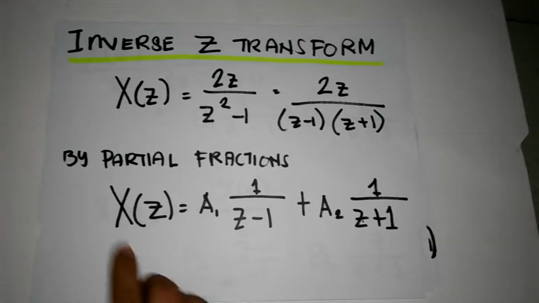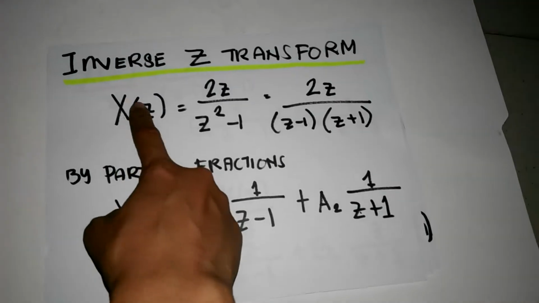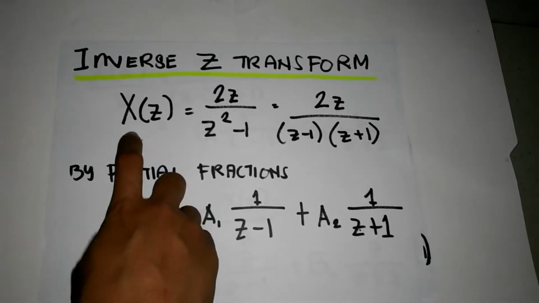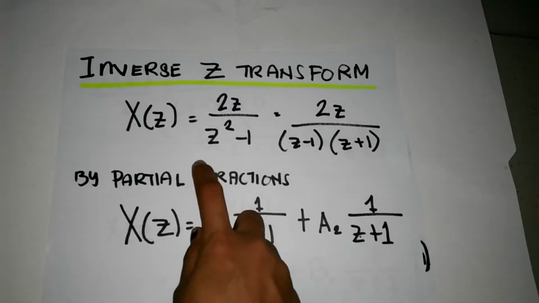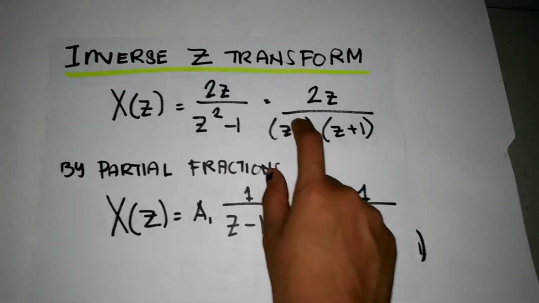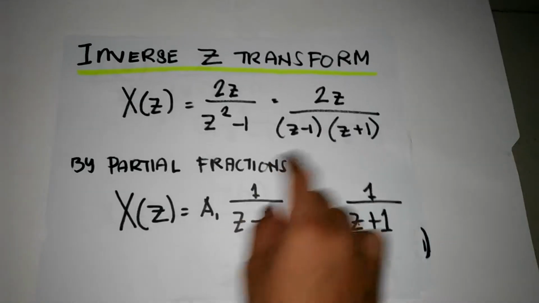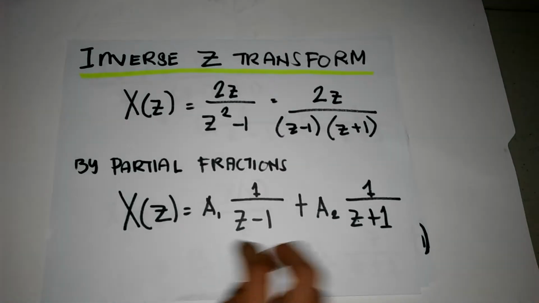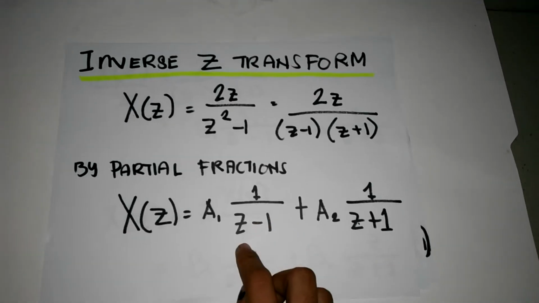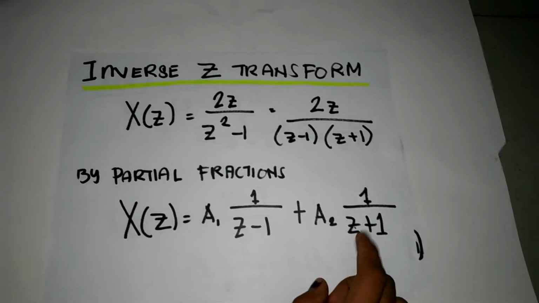So here we have capital X of z, which indicates that a function or a series has been transformed to z, equivalent to 2z over z squared minus 1. So we just factored out the denominator here so that it becomes 2z over z minus 1 times z plus 1. So by partial fractions, we're just going to separate it. So capital X of z is equivalent to a1 over z minus 1 plus a2 over z plus 1.